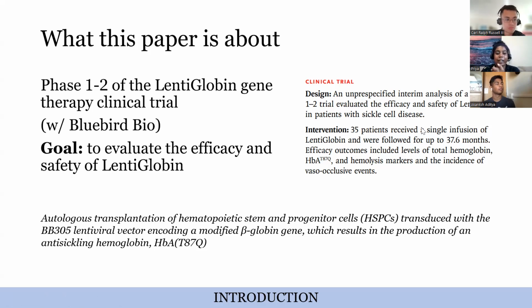The way they did that, as I mentioned earlier, is autologous transplantation of these stem cells. They take these cells from the patient and transduce the cells with the lentiviral vector, which has the modified beta globin gene, which then expresses and produces this anti-sickling globin. So it's a modified beta globin gene, which prevents sickling.